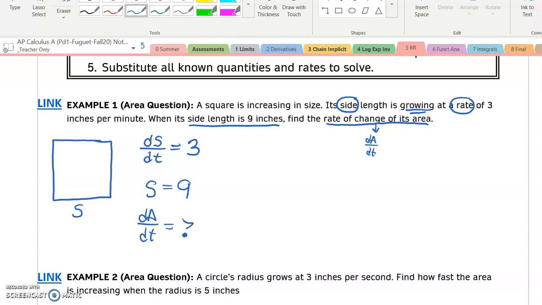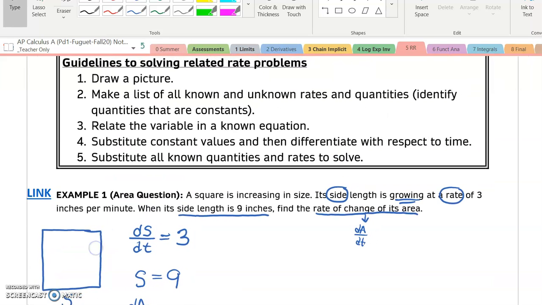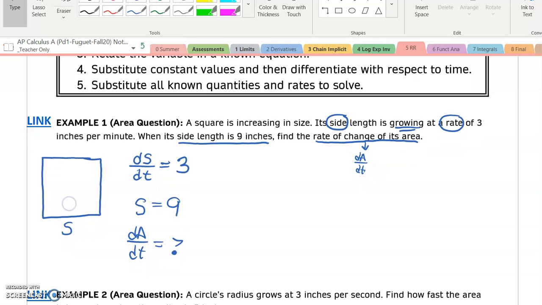So what I've done is I've drawn a picture. I'm going to go through my list. Make a list of known and unknown rates and quantities that are given. And we need to look for a relationship. So is there a relationship that we know from our mathematical dictionary of things, or a thesaurus of things, that we can pull from? And the answer is yeah, we have the area formula. The area of a square is just A equals s squared.